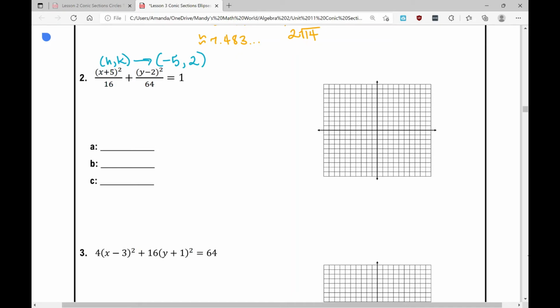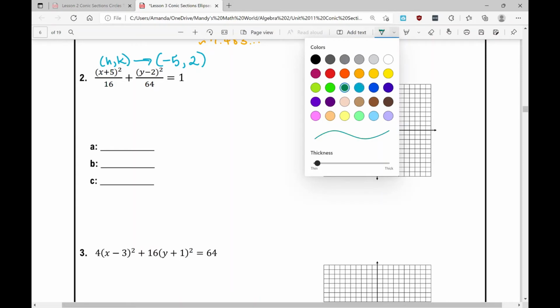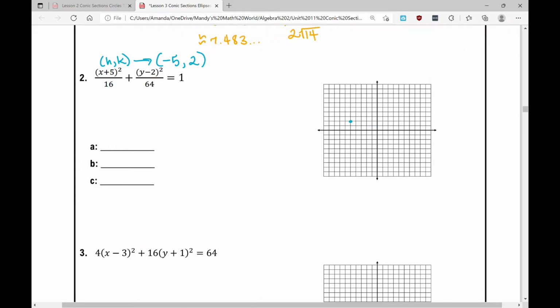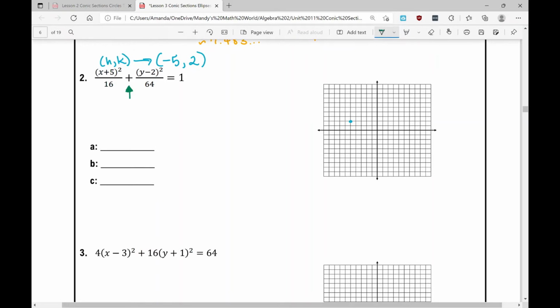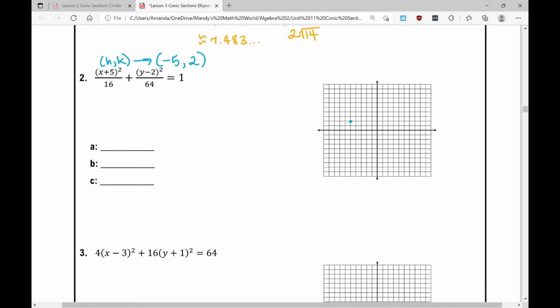Let's go ahead and graph that. So 1, 2, 3, 4, 5, and then up 2 is right there. There's my center, and now let's determine if this ellipse is going to be vertical or horizontal. Again, I do want to point out right here that I am adding these two rational expressions. So make sure that is definitely something that you're looking for. Obviously, everything in today's notes will have you adding these two, but that's what we're looking for.